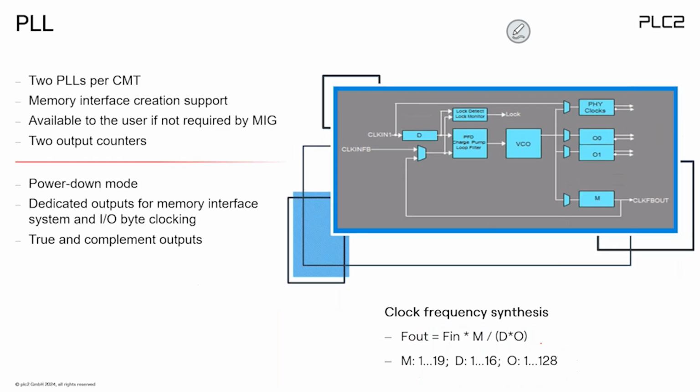But we have a second one. It's called a PLL. So what's the difference between the PLL and the MMCM? At first view it looks very much the same, because the relationship between input and output is the same, but the values are a little bit smaller. And what's the use case?